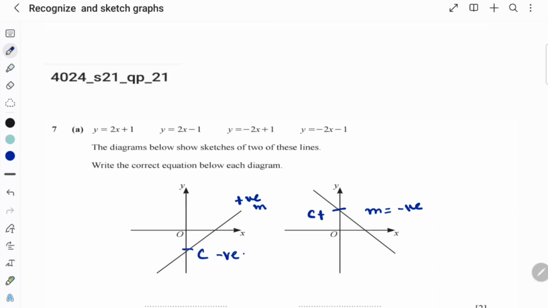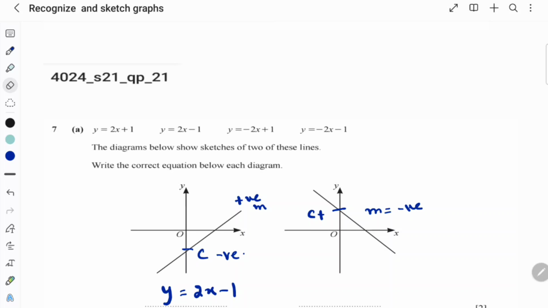Now we are going to see y equals 2x plus 1, y equals 2x minus 1, y equals minus 2x plus 1, y equals minus 2x minus 1. The diagram below shows the sketches of the two lines. Write the correct equation below for each diagram. So we see the gradient is positive. Now we will have to choose from these two, where the y-intercept is negative. So y equals 2x minus 1. We'll go with this. It means that its y-intercept is negative 1.